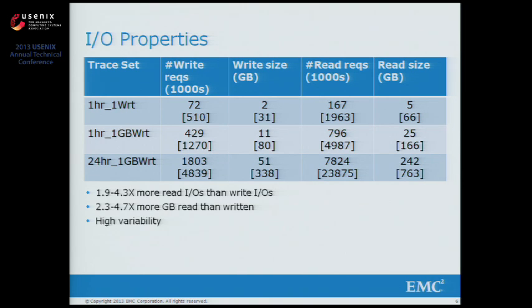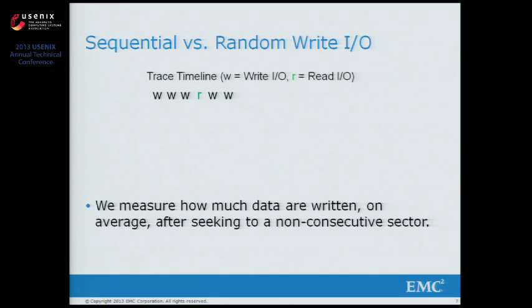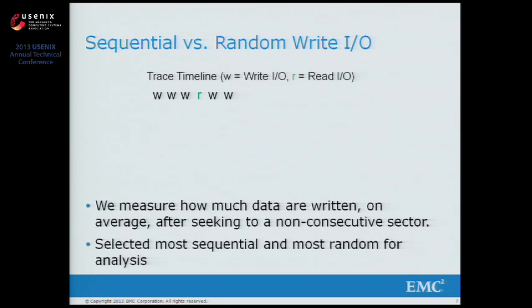So although I'm going to show results for the average traces, we decided to also focus on subset traces that had various properties to look at what happens with these high standard deviations. And there's much more analysis in the paper. One of the properties we decided to look at is the impact of sequential versus random write IO. So really, what is the definition of sequential IO? We found multiple definitions in the literature, and so we came up with what we consider to be a fairly simple definition: we look at how much data are written on average after making a random seek. And then we selected the most sequential traces and the most random traces and analyzed those separately.